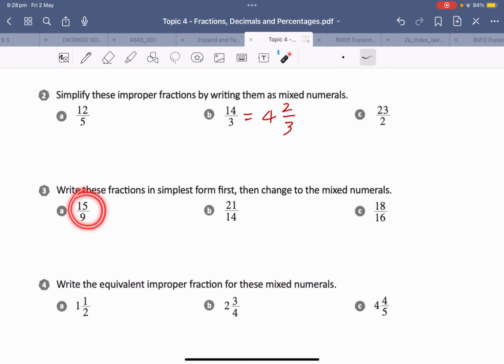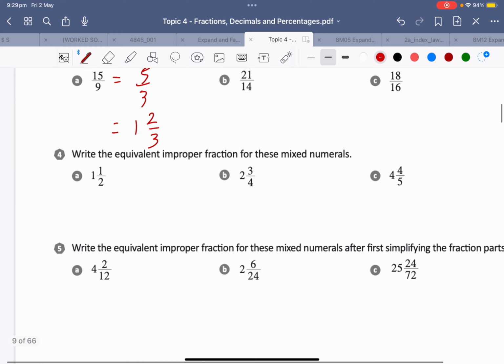Now these ones, we wish to simplify them first and then change them to mixed numerals. This means I'm going to try to find the common factor first. Okay, 5/3. Now how many times does 3 fit into 5? Once, and then 2 remainder. So we say 1 2/3.